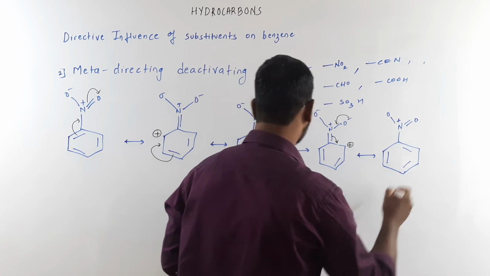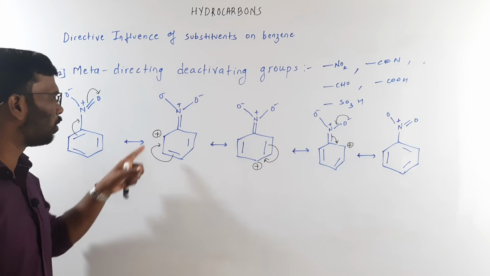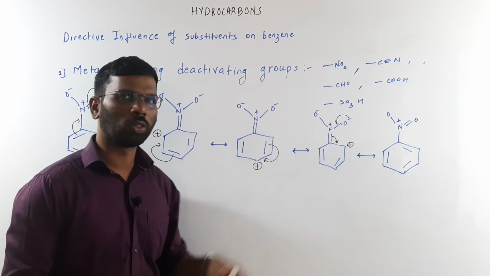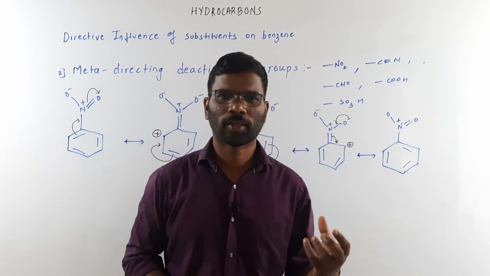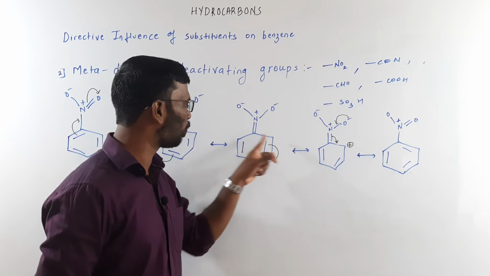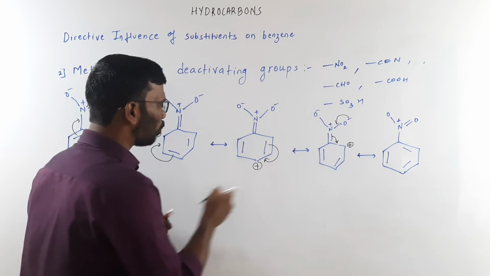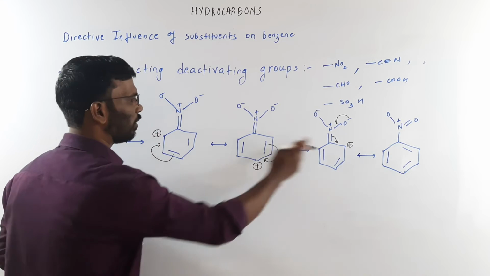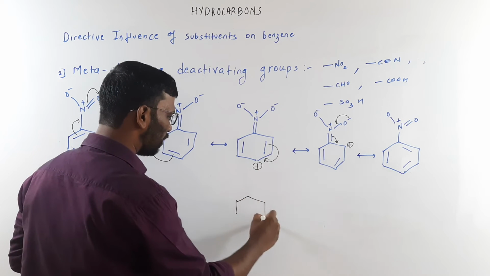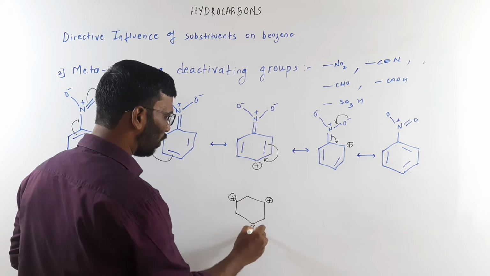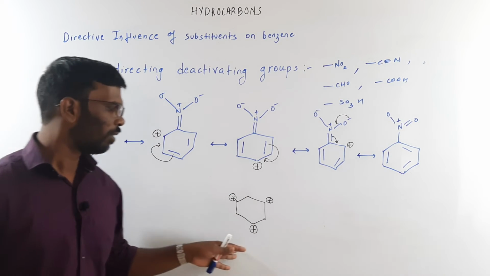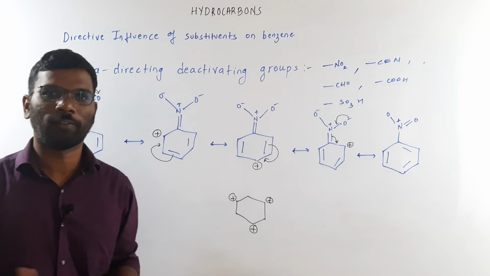In this whole process, what you can see is that there is a positive charge density at the ortho and the para. If you compare, these positions are positive, these positions are positive. If this is the benzene ring, then here and here are positive, meaning there is less electron charge density. And which positions are left?